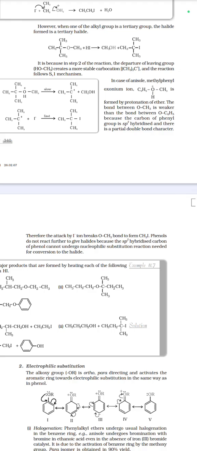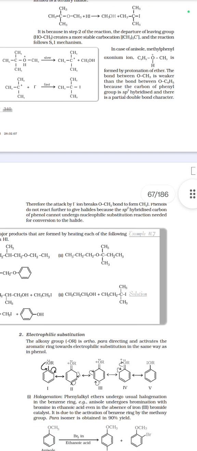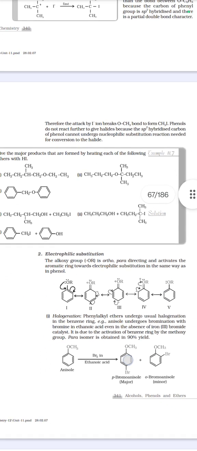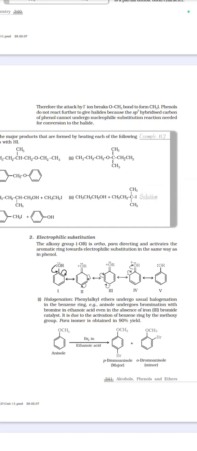In case of anisole, methyl phenyl oxonium ion is formed by protonation of ether. The bond between O-CH3 is weaker than the bond between O-C6H5 because the carbon of the phenyl group is sp2 hybridized and there is a partial double bond character. Therefore, the attack by I negative ion breaks the O-CH3 bond to form CH3I. Phenol does not react further to give halide because the sp2 hybridized carbon of the phenol cannot undergo nucleophilic substitution reaction needed for conversion to the halide.